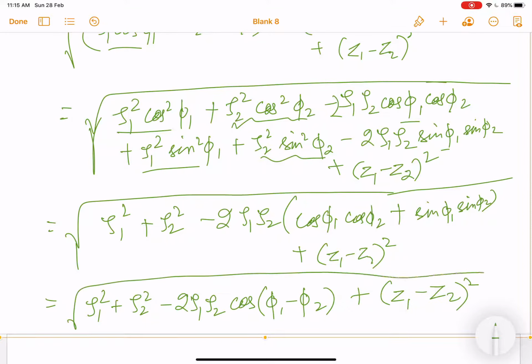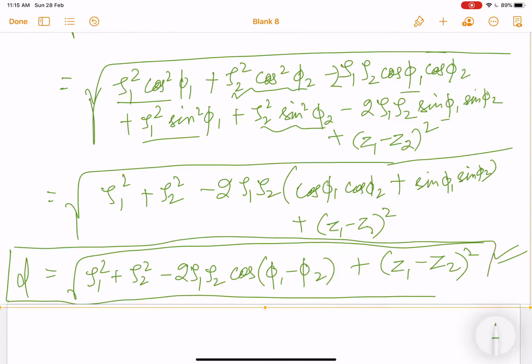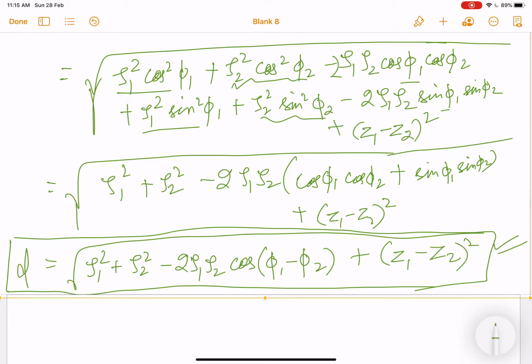You can substitute all the values in this equation. But I think it's better if you convert it into Cartesian and just do it directly: (x1 minus x2) whole square plus (y1 minus y2) whole square plus (z1 minus z2) whole square. Then you don't need to remember these formulas. Just convert it simply into Cartesian and do it. But if you wish to, then this is how you can find it.